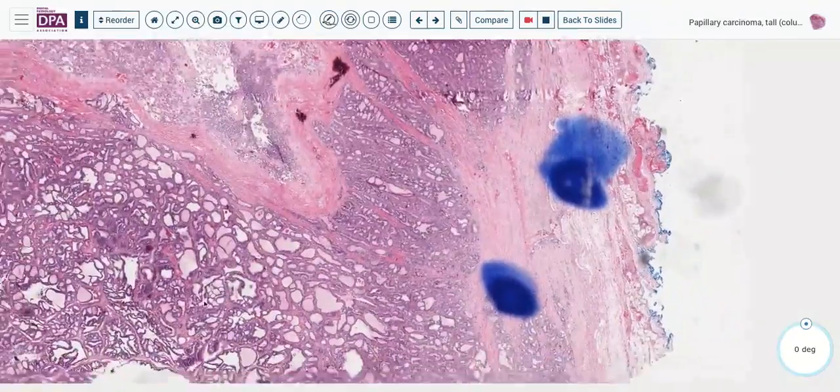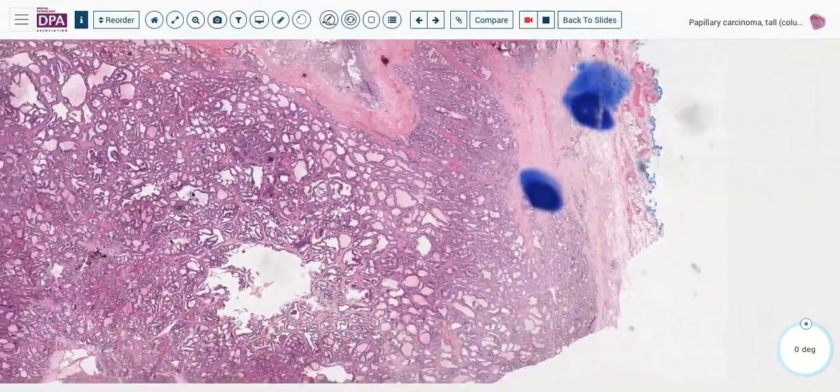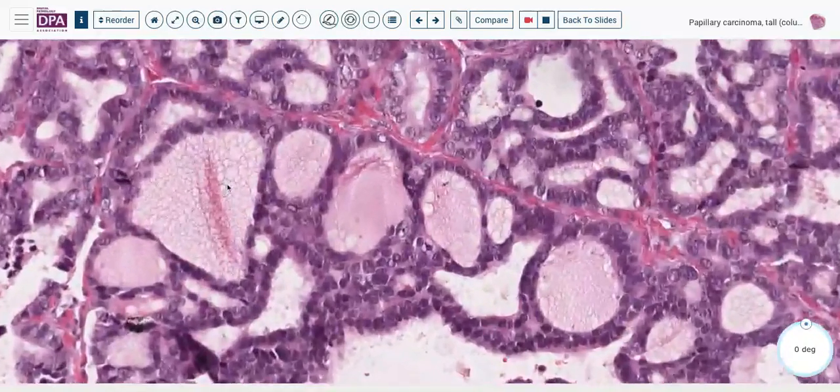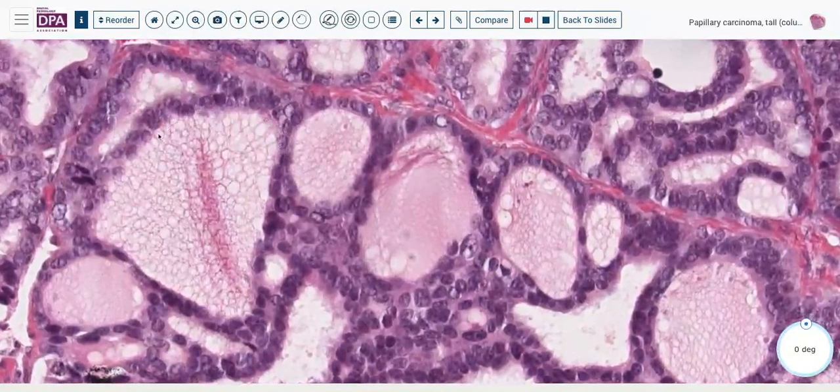And we have sclerosis as well. In these other areas, the cells are not quite so tall. And here, for example, it's just typical papillary thyroid carcinoma type nuclei with a more follicular pattern.